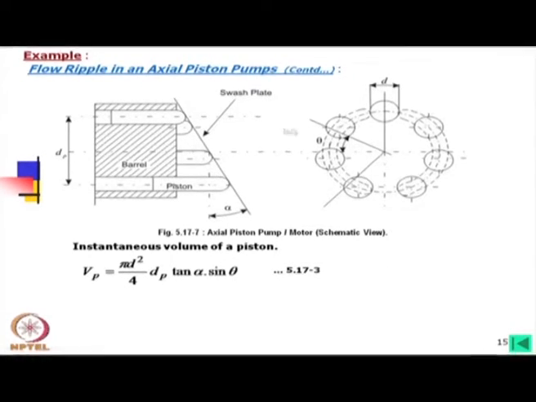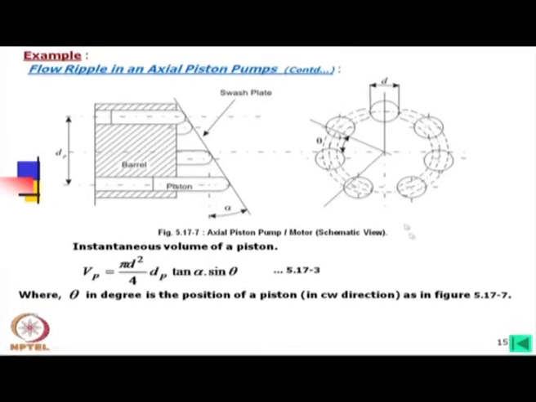You can just do this exercise on your own, and you will find that this is the instantaneous position of this piston. If we plot this, we will get the flow curve. That is why it is called a sine curve, because this part is fixed when alpha is fixed, and this is also a fixed part. Now, theta in degrees is the position of a piston in the clockwise direction we have considered. So, from the 0 position this piston has rotated this much.